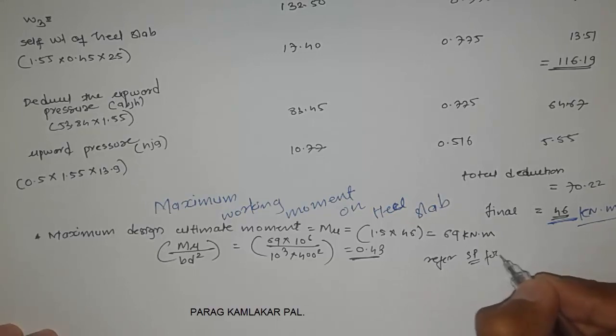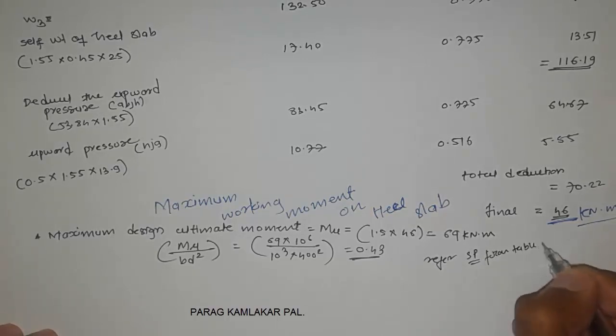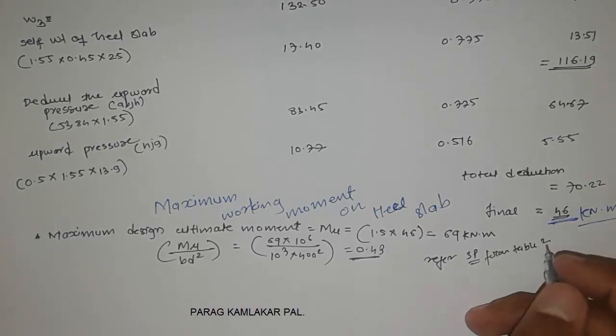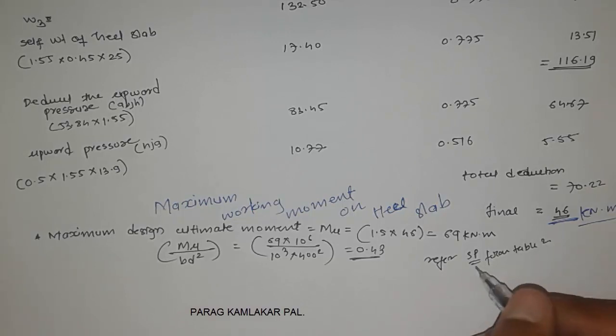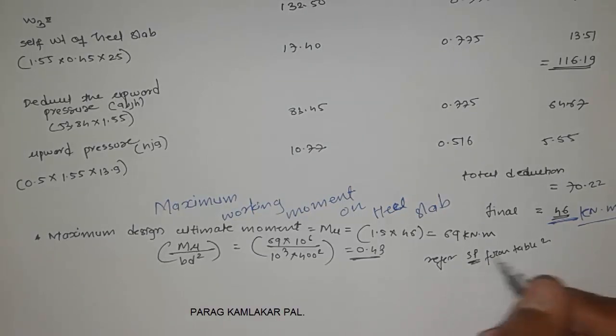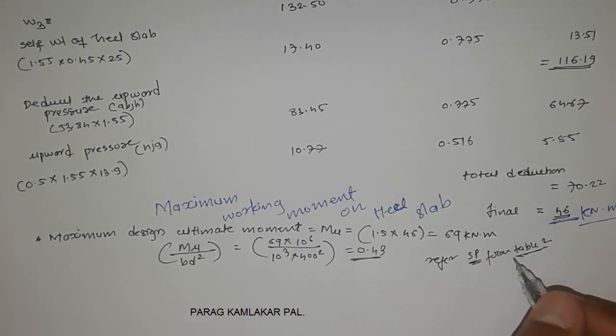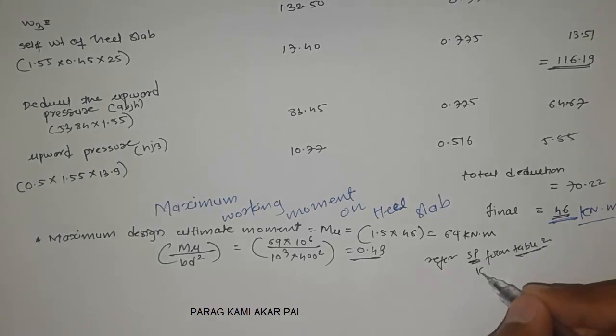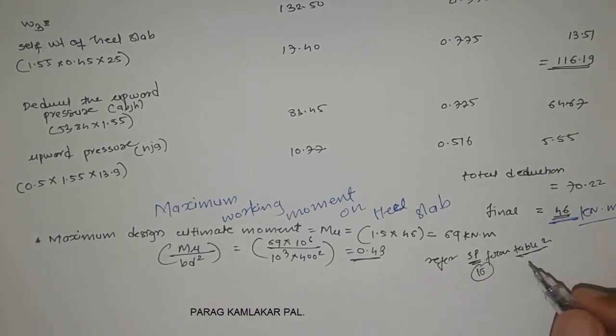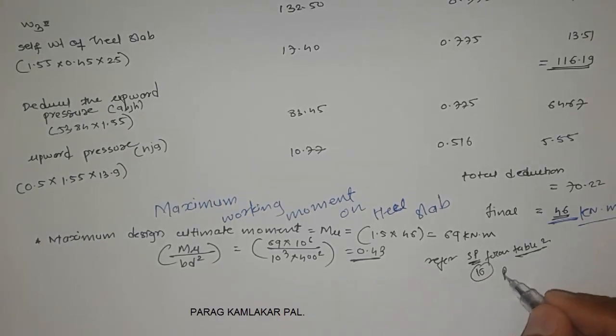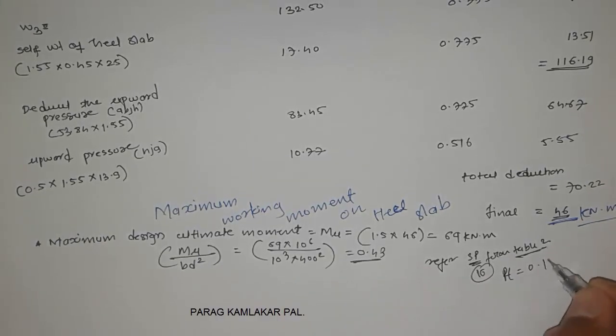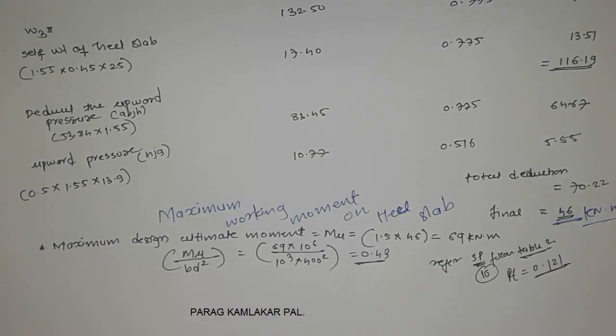Now as per Table 2 of SP 16, we need to refer to the table to reach out the percentage of reinforcement. What is the percentage of reinforcement? Pt. So you get Pt equals 0.121, the percentage of steel.